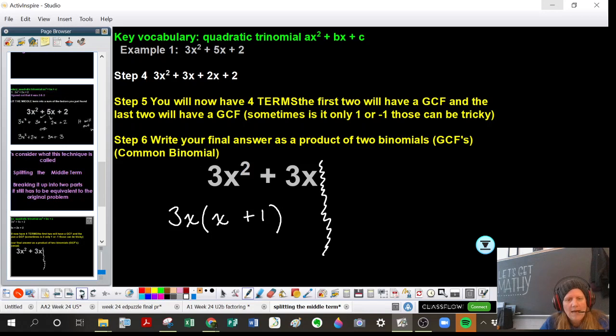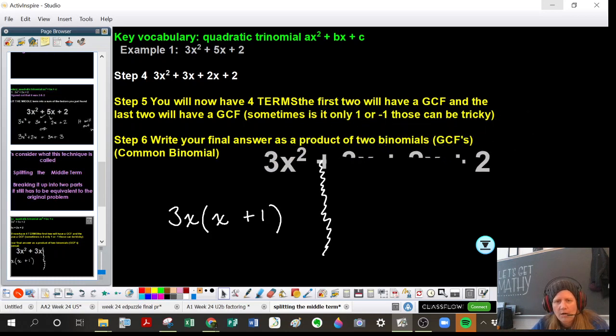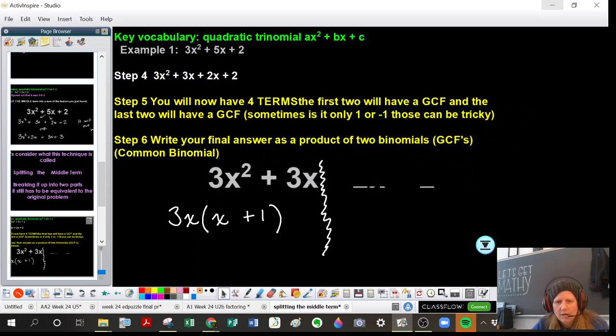I know we've learned a lot in this section, and it's all coming together now. All right, so I've got that greatest common factor. Am I all done? No, we're not, because remember, we have that other part of the problem that was hidden there. That's the 2x plus 2. So that's what I'm saying in step 5. You have 4 terms. The first 2 have a greatest common factor, and the last 2 have a greatest common factor of 2 in this case.